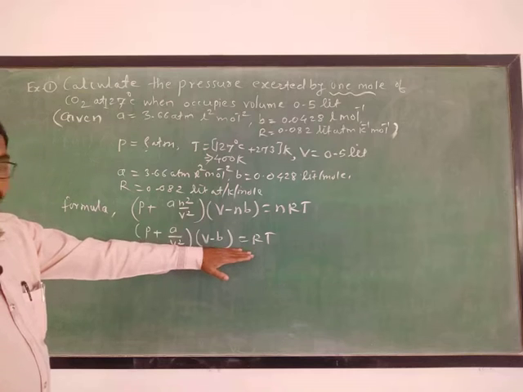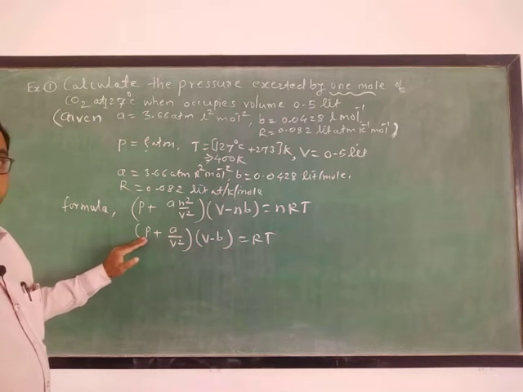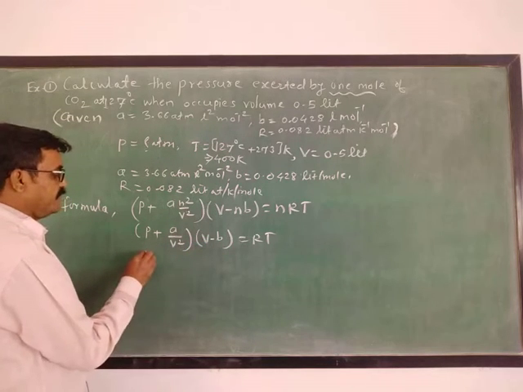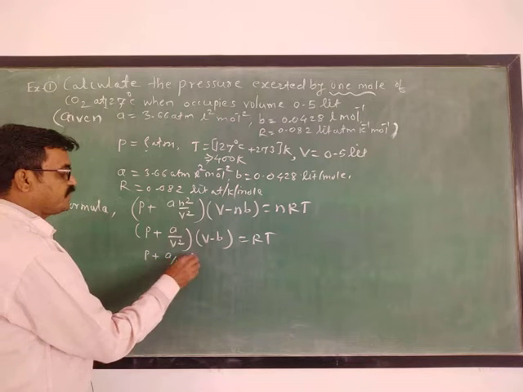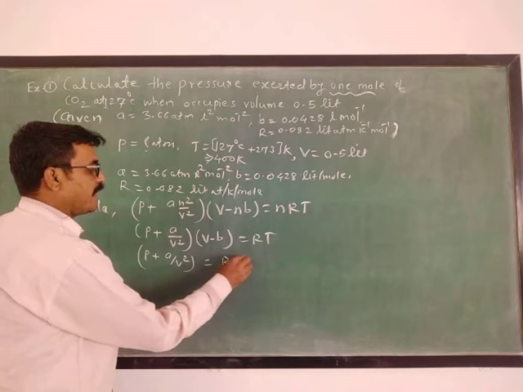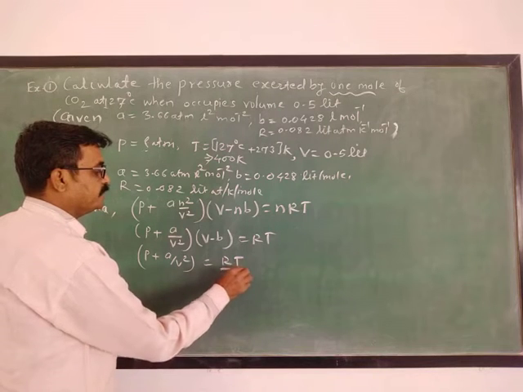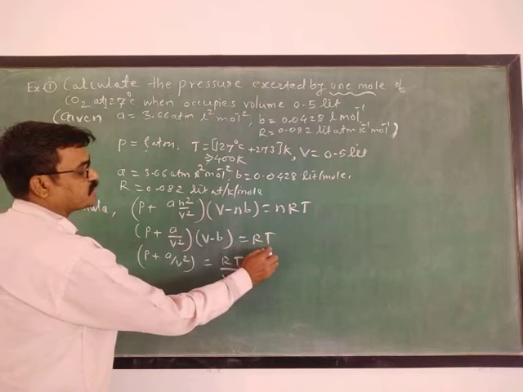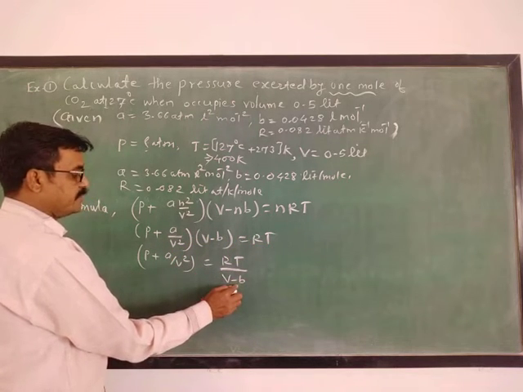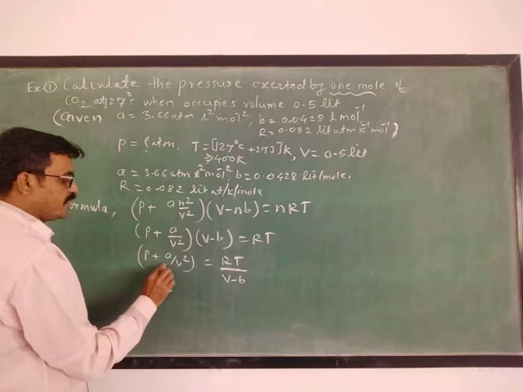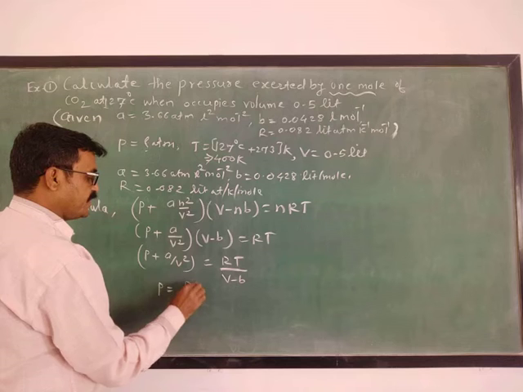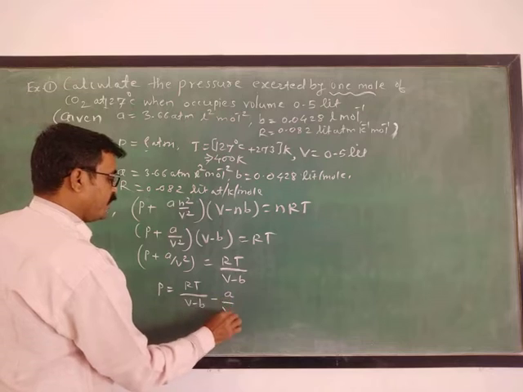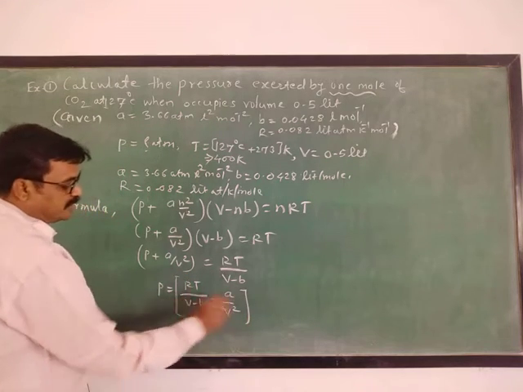Now in this formula all the terms except P, that is pressure, are known to you. So rearrange this equation. P plus A upon V square equals RT upon V minus B. Here there is a multiplication sign, so when it goes to the RHS it comes to the denominator. Then P equals, here there is a plus sign, so on the RHS it becomes negative, RT upon V minus B minus A upon V square. Put all the values.